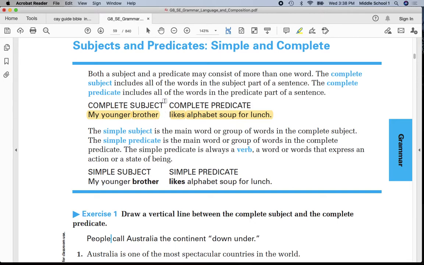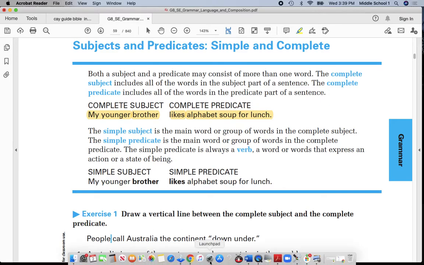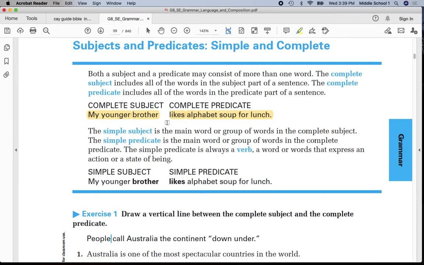My goal for this lesson is to be able to read a sentence, a complete sentence, and divide it into two parts. Which words make up the complete subject? What words make up the complete predicate? Once I've divided the sentence, what word is the subject and what word would be the predicate? In this example, brother is the simple subject. Likes is the simple predicate.